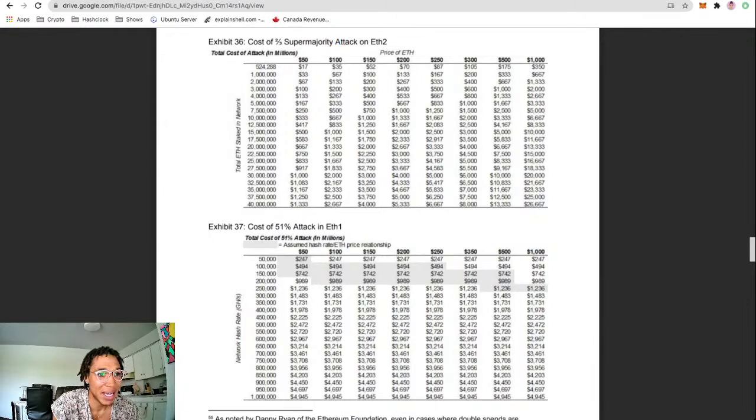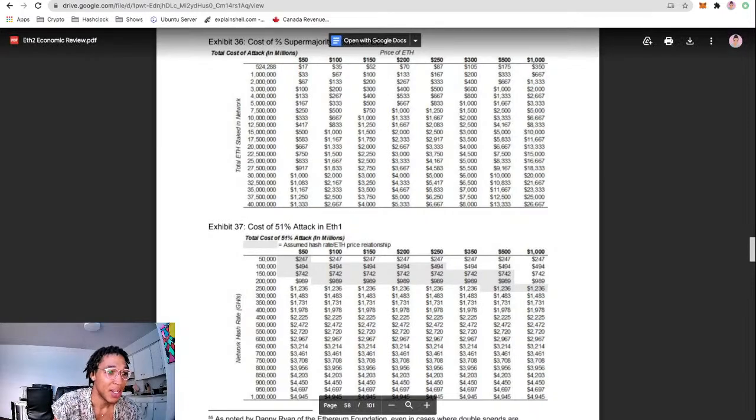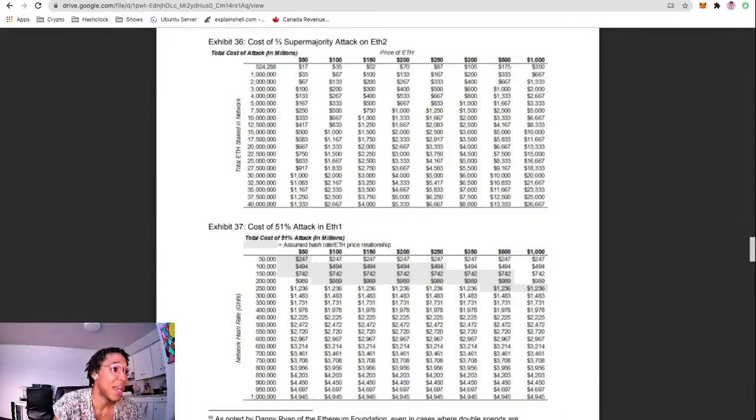The cost of attack in ETH1 stays the same regardless of the price of ETH. It's pretty much the network hash rate that changes the price, which I think is very interesting and doesn't really provide for an efficient network security metric, I guess, if you're looking at a graph. I mean, it's pretty clear. No matter what the price of ETH, you're not necessarily gaining more security by the price of ETH going up.